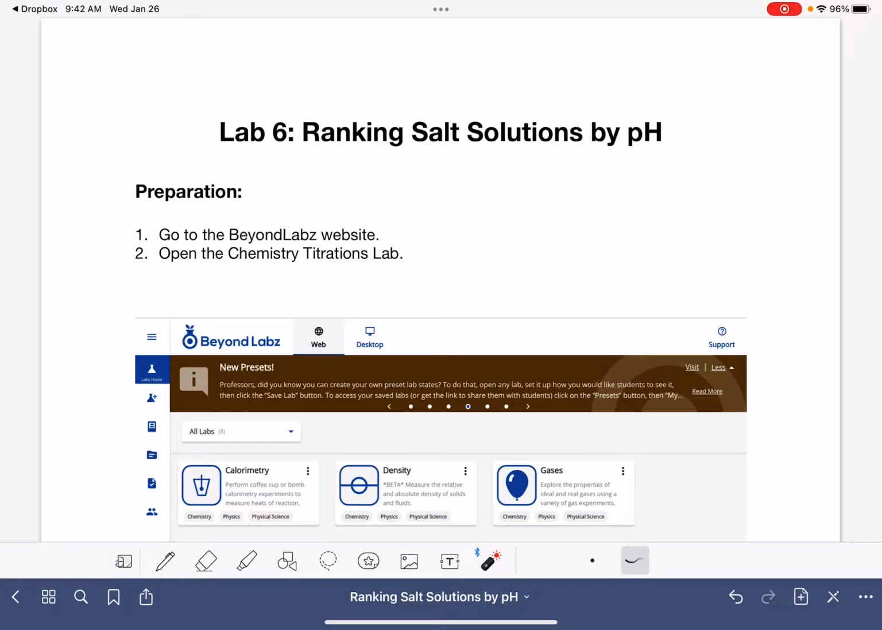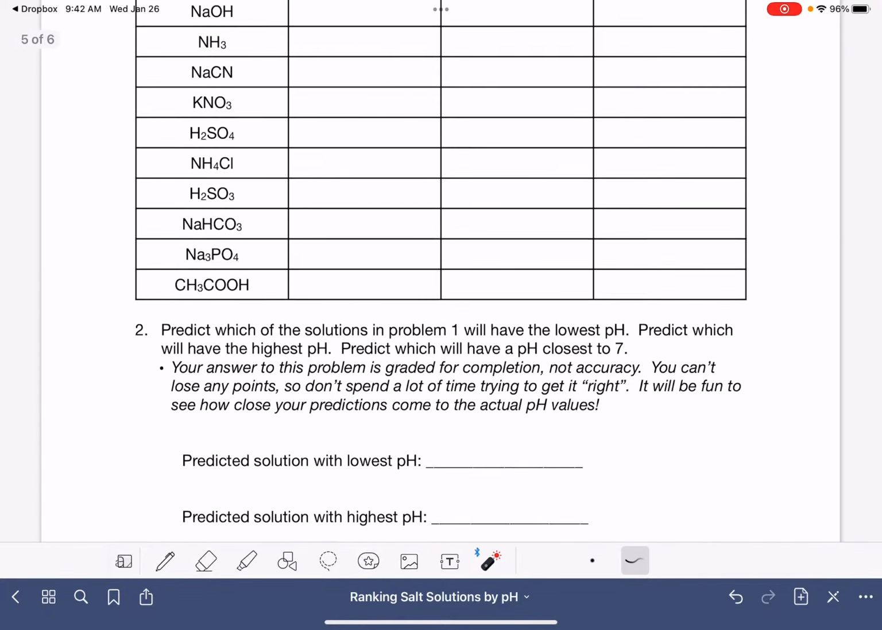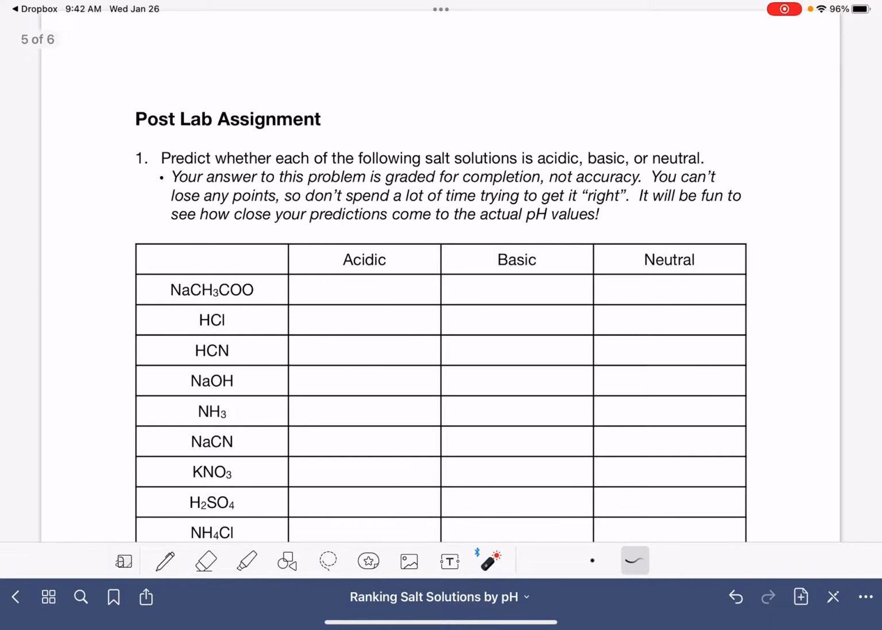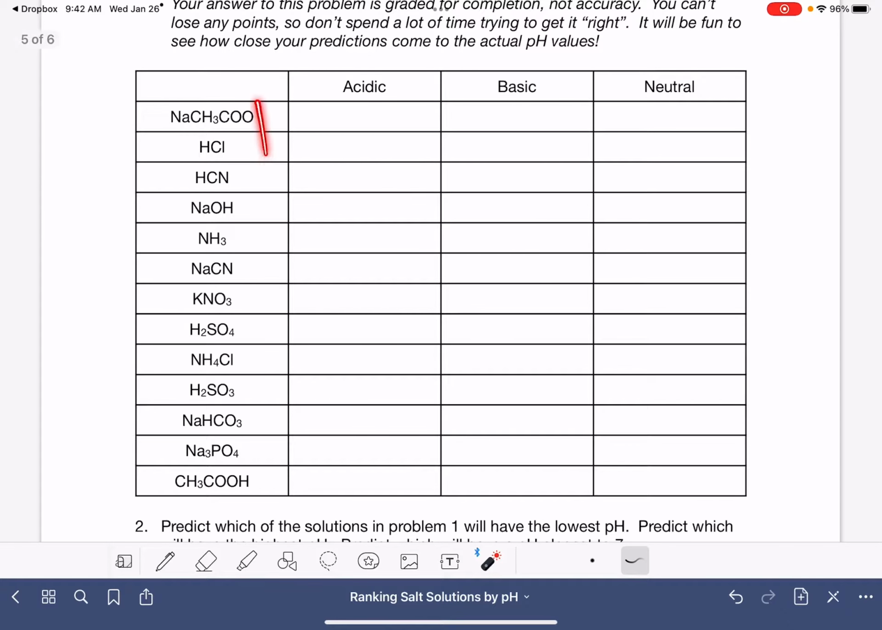I'm going to give you some tips for the assignment for Lab 6, ranking salt solutions by pH. The first two questions are just making predictions prior to doing the experiment. So in this first table here, you're going to be predicting whether each one of these substances is acidic, basic, or neutral. Some of these are actual acids and bases like this and this.